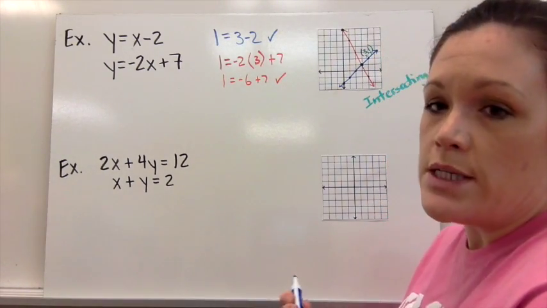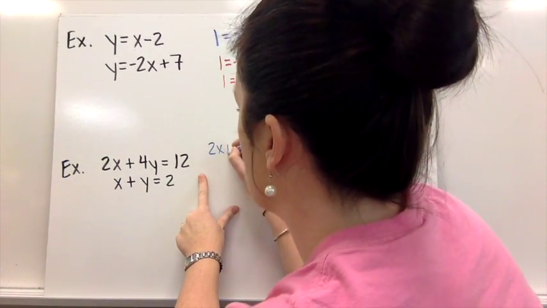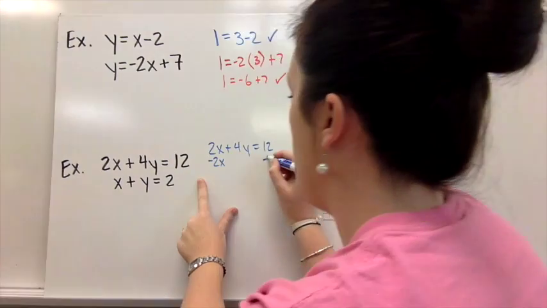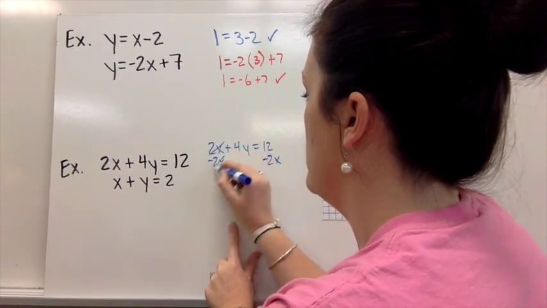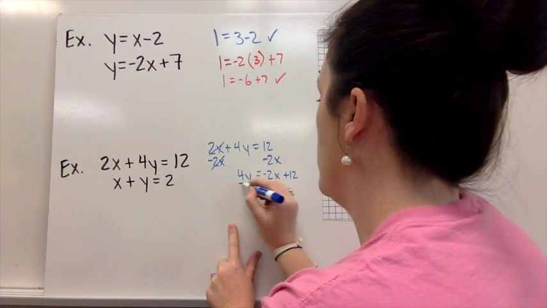For example 2, we need to solve for y. So I'm going to take the first equation and solve for y. So first I'm going to subtract 2x. I'll bring down 4y. 2x goes away, equals -2x plus 12.